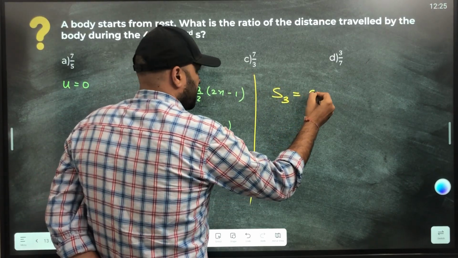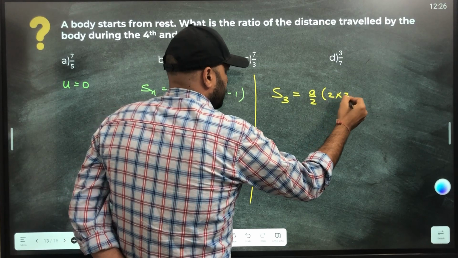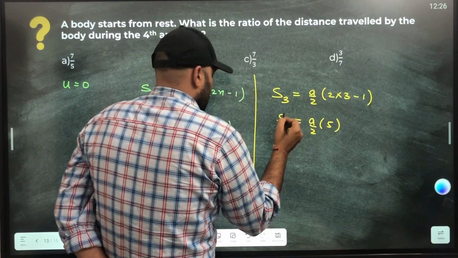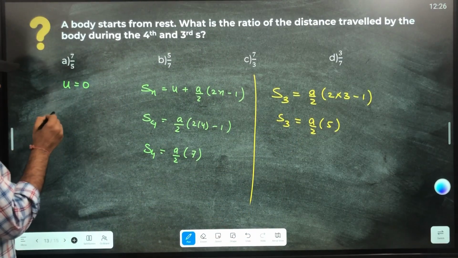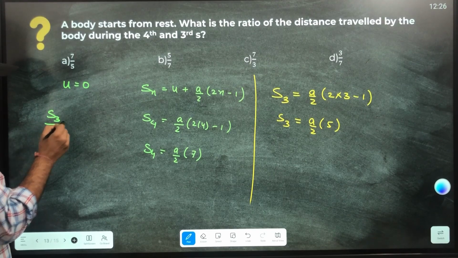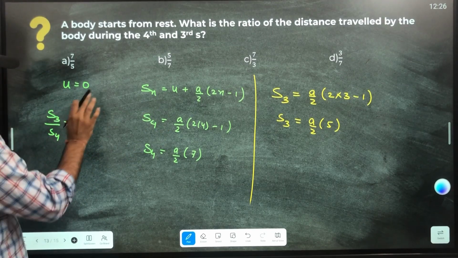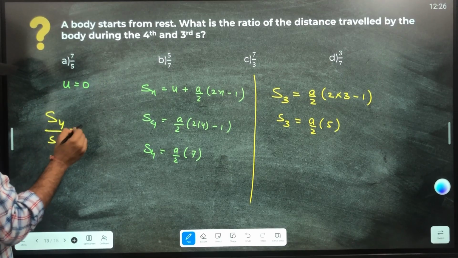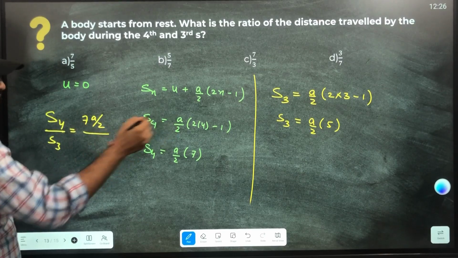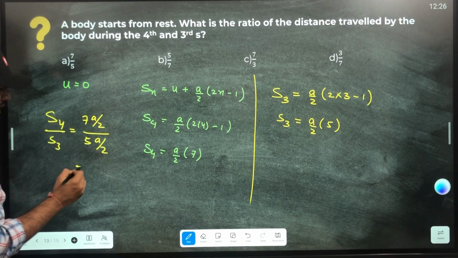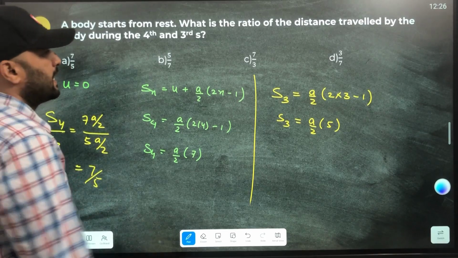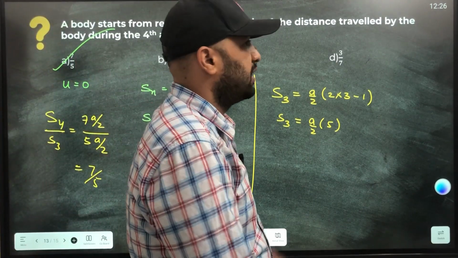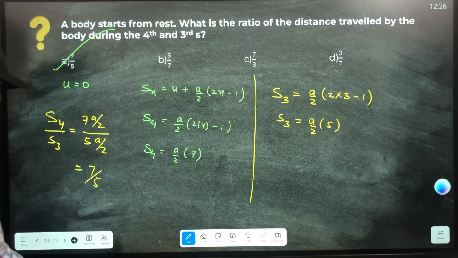Next is S3. S3 will be equal to how much? A by 2, 2 into 3 minus 1, correct? So this will be a by 2 into 5. That will be S3. Now if I divide both S3 and S4, what will I get? I'll get S3 upon S4, that will be equal to how much? We have to find 4 is to 3. So I have done opposite. It should be S4 upon S3. That will be equal to 7a by 2 and there it is 5a by 2. Let's cancel out a by 2 with a by 2. I got 7 by 5. Is there such an option? Yes, option A is correct. 7 by 5 is the ratio of distances traveled in the fourth and the third second. Let's see the next one.